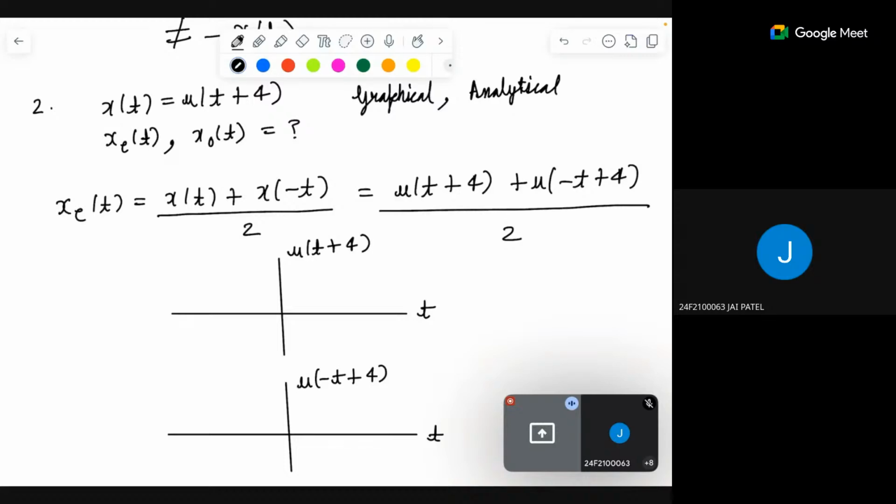I know you might have already started, but just to give you a hint, we will use this formula. The even part is x of t plus x of minus t divided by 2. x of t is u of t plus 4. x of minus t will be u of t minus 4, divided by 2. You will draw these two signals and then add them and see what you get. Once you have the graphical representation, you can write the analytical representation. And the same for the odd signal. Only thing, instead of plus, we will have minus here for the odd component.